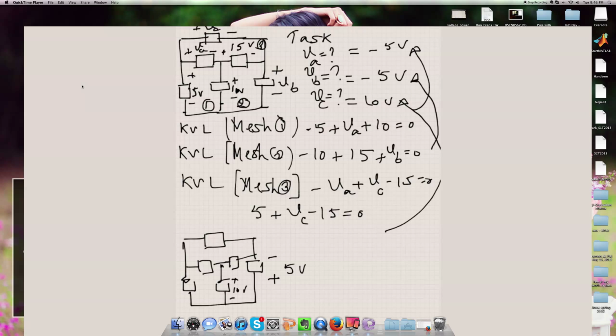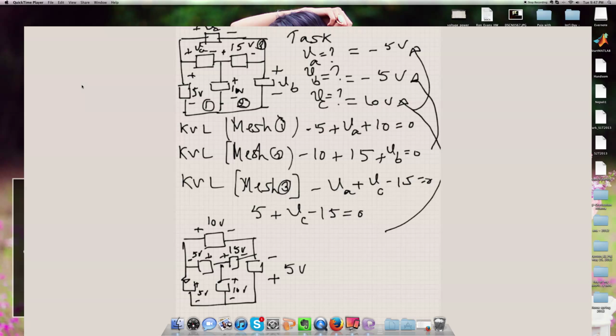Plus minus 15, plus minus 5, that's already given. And we found V sub A is minus 5, meaning we will have to swap this minus and plus, and V sub B will stay here. So at the top is plus and minus 10 volt. Now in this case, we have all the voltages in numerical form.